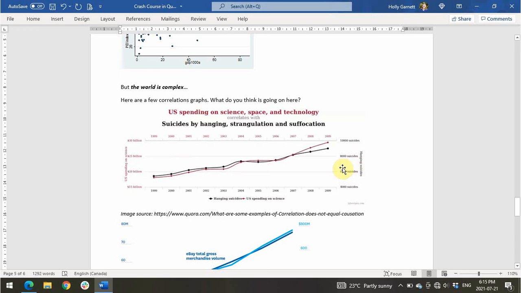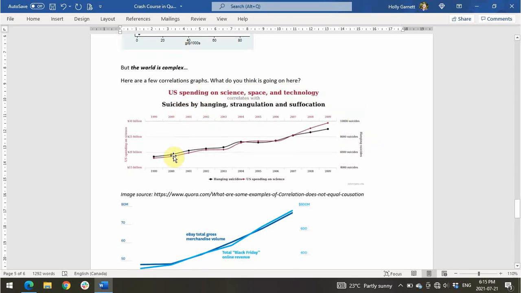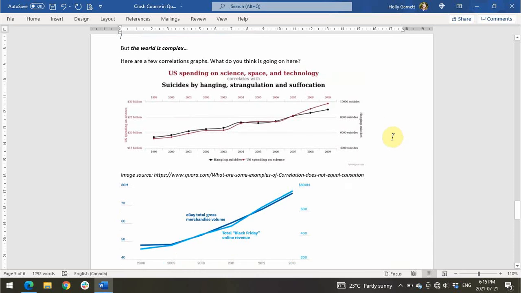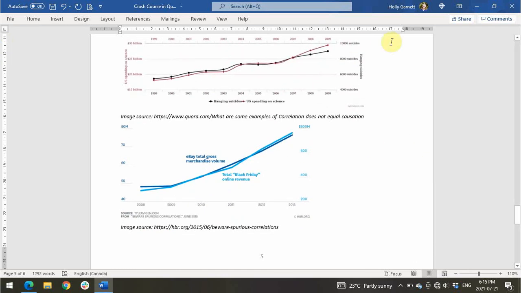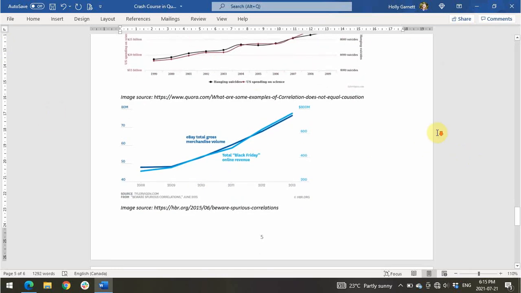So here we see U.S. spending on space, science, and technology, and suicides. One of my students actually suggested once that it was because people were becoming despondent based on all of the new technology in the world, which is not a bad idea, maybe. But again, sometimes things just move together. Modernization happens and things happen.